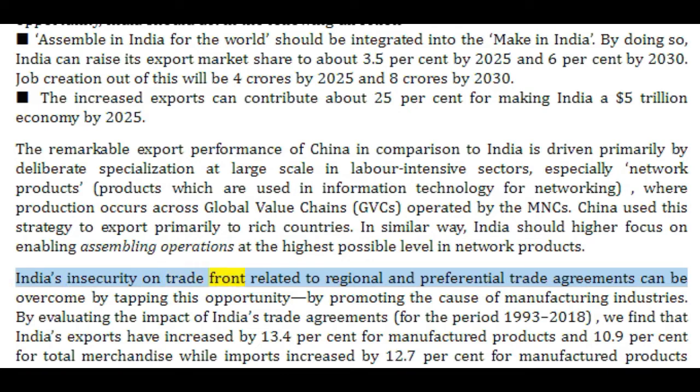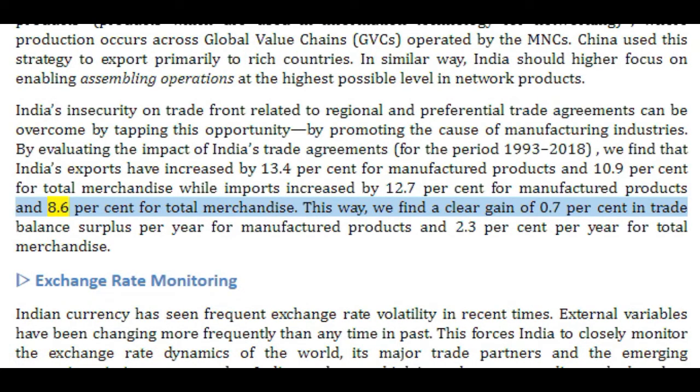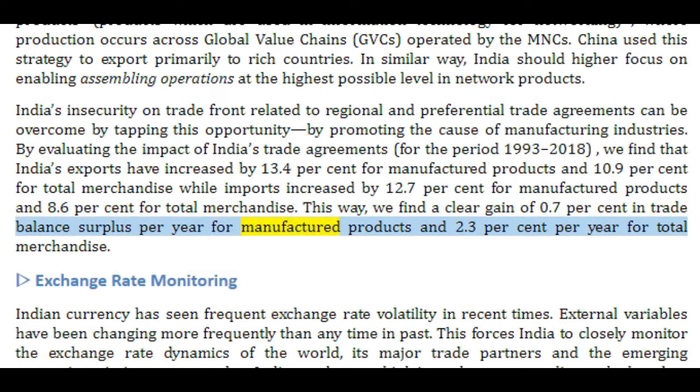India's insecurity on trade front related to regional and preferential trade agreements can be overcome by tapping this opportunity, by promoting the cause of manufacturing industries. By evaluating the impact of India's trade agreements for the period 1993 to 2018, we find that India's exports have increased by 13.4% for manufactured products and 10.9% for total merchandise, while imports increased by 12.7% for manufactured products and 8.6% for total merchandise. This way, we find a clear gain of 0.7% in trade balance surplus per year for manufactured products and 2.3% per year for total merchandise.